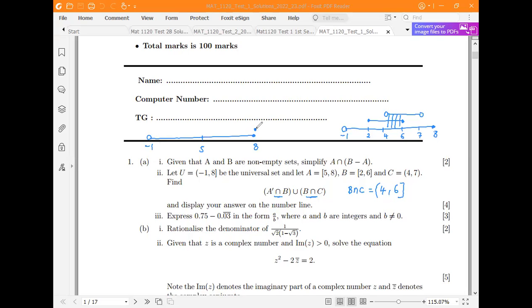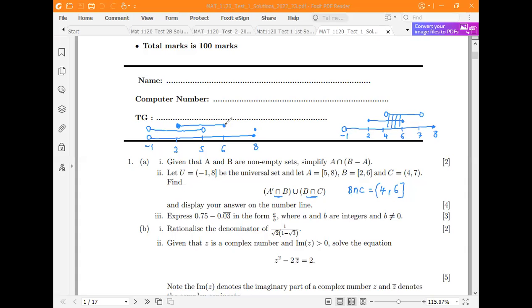From there, we go to 5. 5 is closed in A. So we open and go where there is no A. The universal we don't change. If you find it open, you open. So what I've plotted there is only A complement. So that I bring B. B is from 2 to 6. So closed, closed. So this is B.